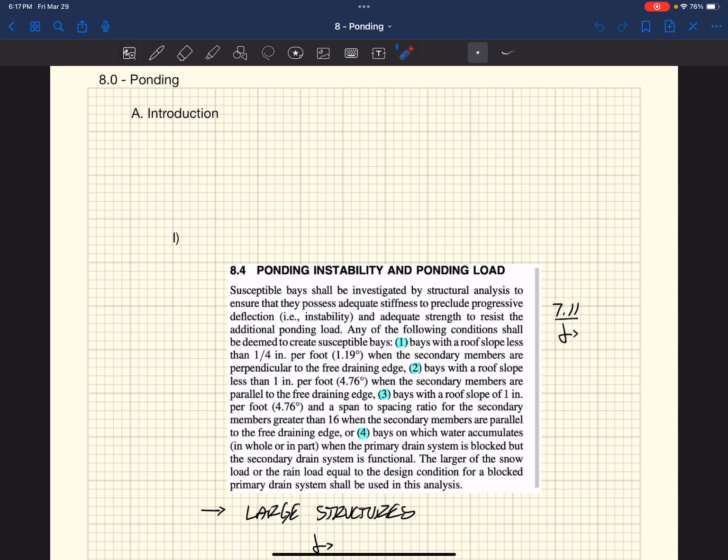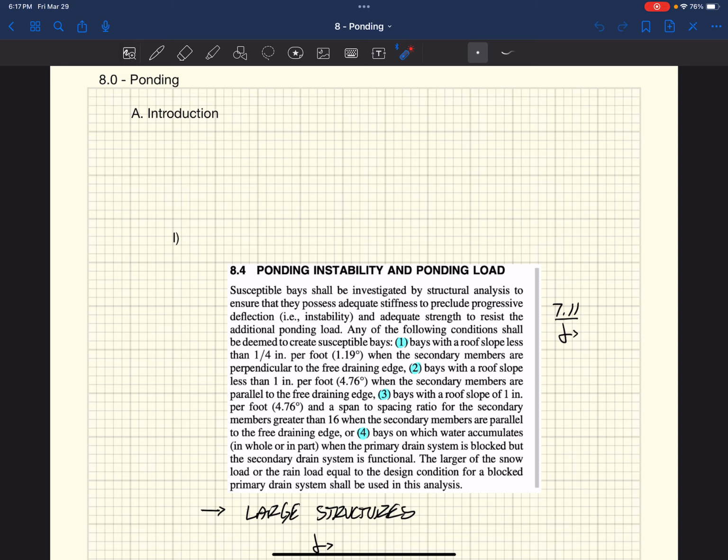So essentially, we as a designer, a structural engineer, have to determine, one, do we have susceptible bays? And two, if we do have susceptible bays, are they stiff enough to make sure that it doesn't have this excessive deflections, which then allow for us to carry more water before it drains off the roof, and then it ends up piling on itself. It's a P delta sort of effect.